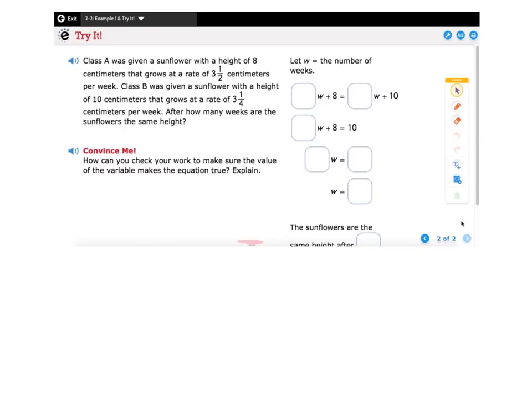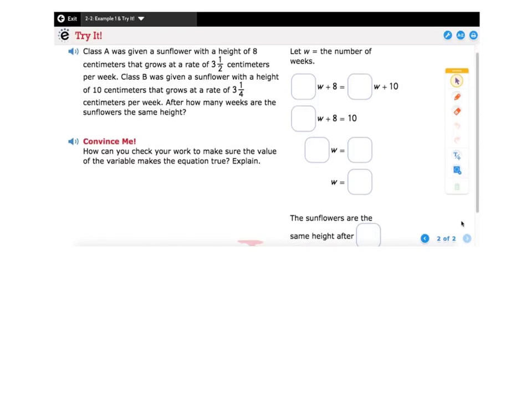All right, let's take a look at this one here. Okay, so we have a sunflower. It says Class A was given a sunflower with a height of 8 centimeters, and it grows at a rate of 3.5 centimeters a week. Class B has a sunflower with a height of 10, and theirs grows at a rate of 3.25 centimeters per week. After how many weeks are the sunflowers the same height?